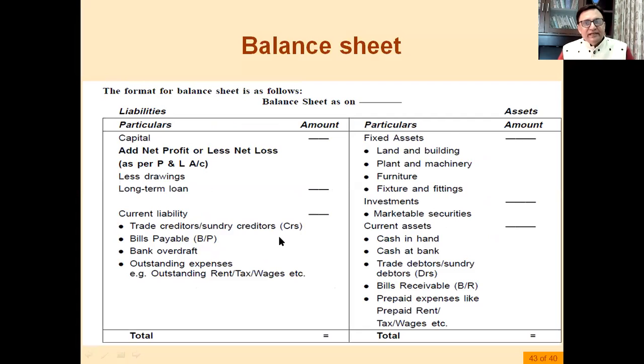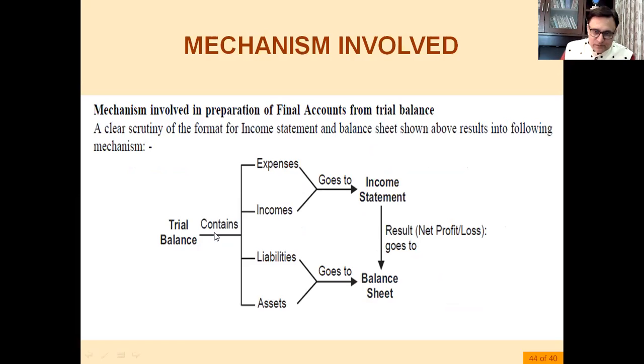Similarly we have the balance sheet. In the balance sheet, left side we have the liabilities, and the right side we have the assets. So basically these represent the accounting equation. On the one hand we have assets, on the other hand we have liabilities, which may be owner's capital or which may be outside equity. On the asset side we have fixed assets, investment, current assets, and similarly on the other side we have the capital, in which the profit or loss is added or deducted, drawings are deducted, then long term loan and current liability. So in this way the structure of balance sheet is available to us.